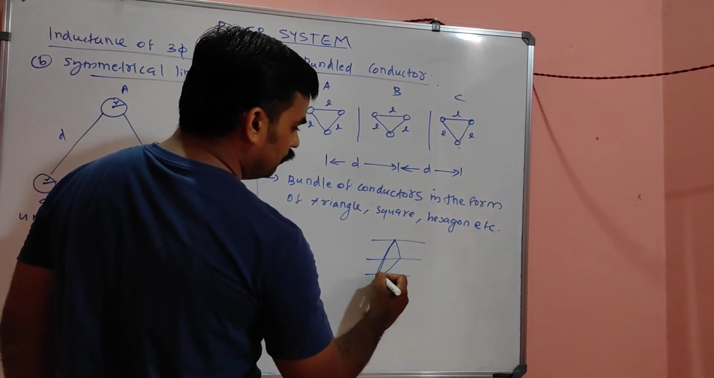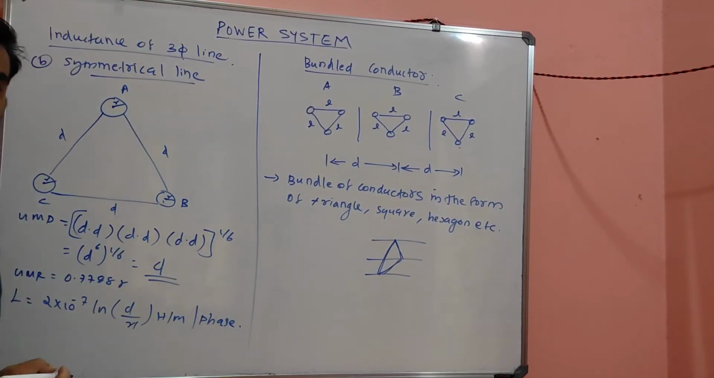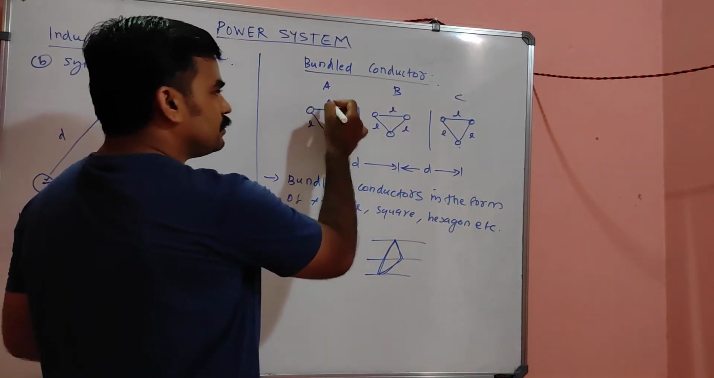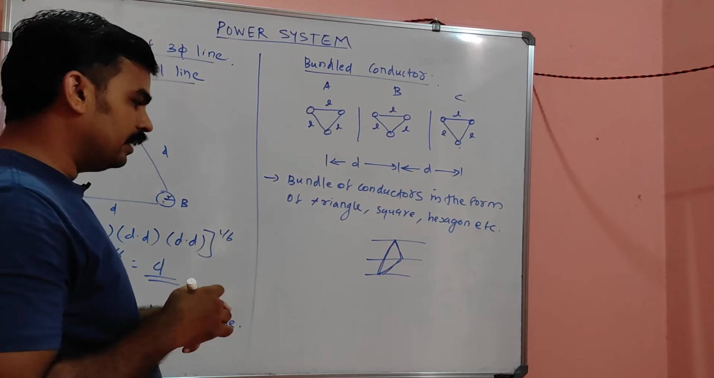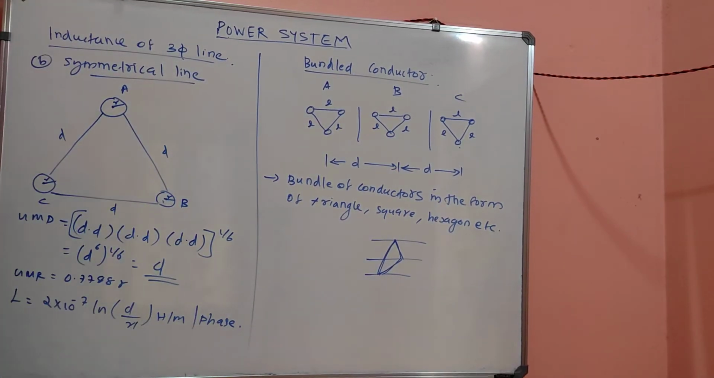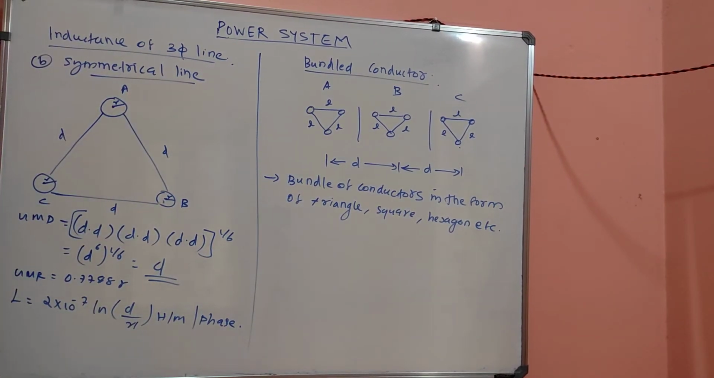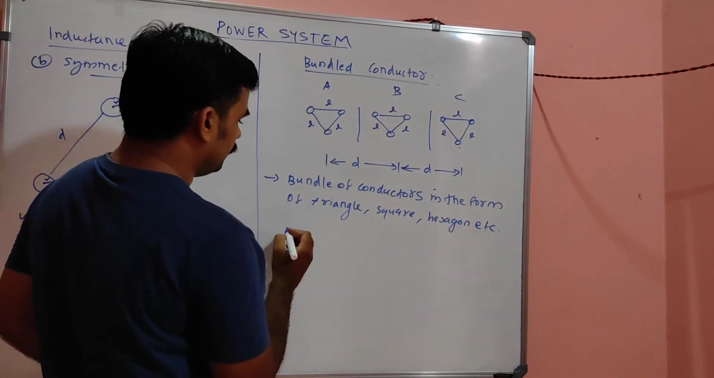The triangular form will be the conductor. The sides are represented by L. The side of a triangle is nothing but L. So what will be its GMD?